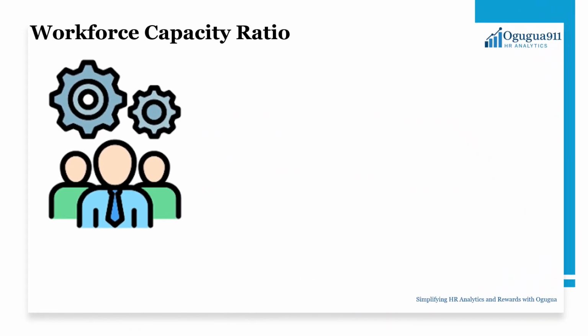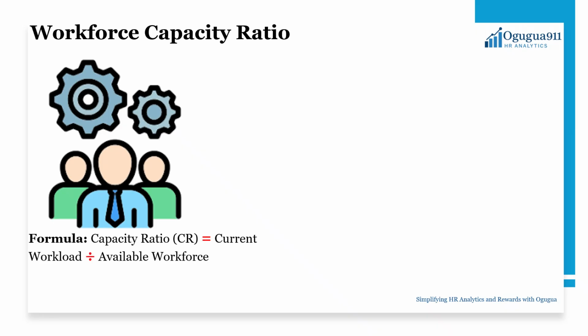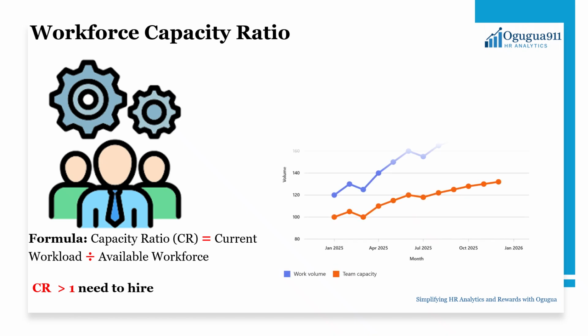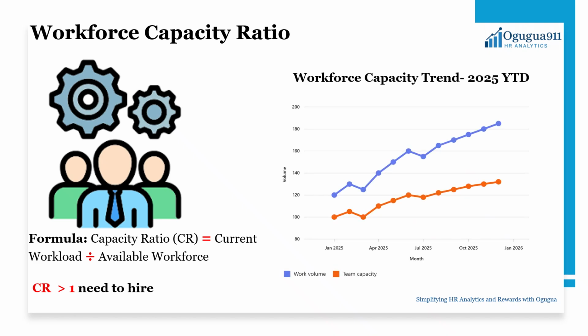Let's start by discussing workforce capacity ratio. You start by showing your workload versus your headcount gap. Now, workload in this sense can be your sales volume or your targets. The workforce capacity ratio tells management whether the team is overextended. The formula here is pretty simple. Your current workload divided by the available workforce. Now, if this capacity ratio is greater than 1, it means there's overcapacity, there's a need to hire. When your workload consistently exceeds available capacity, you have data to justify expansion, not just a feeling of burnout.